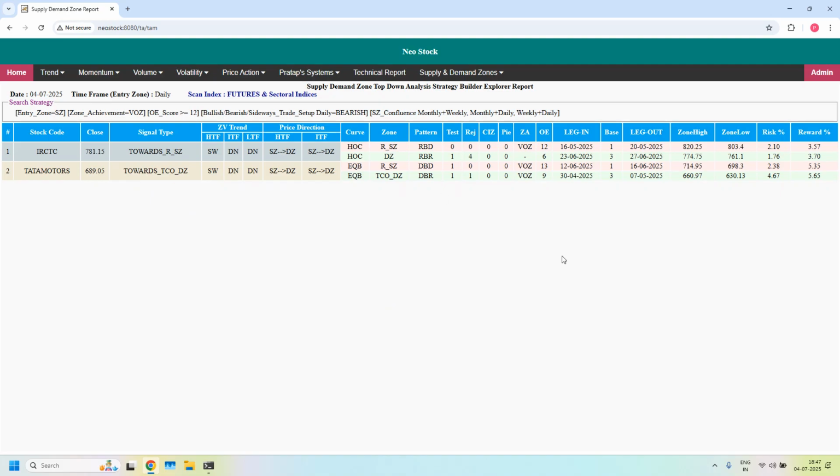So this is a bearish trade setup for a monthly income trade. Next, let us look into weekly income trade reports.